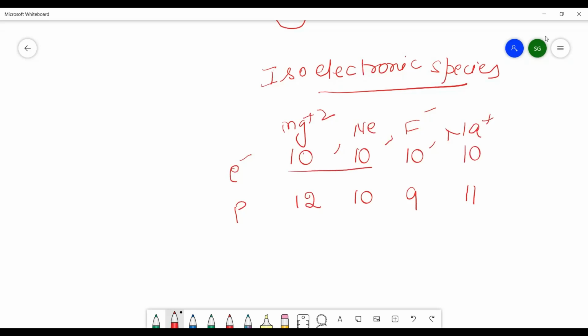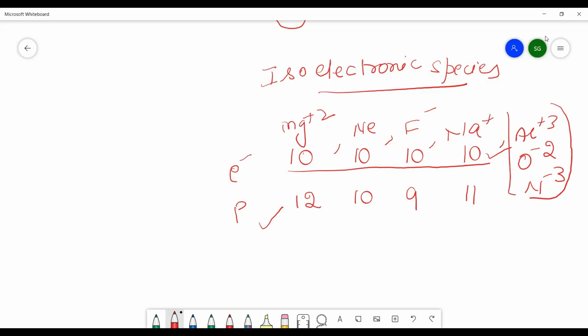So you can easily see that they have the same number of electrons but different numbers of protons. These are called isoelectronic species. One more example you can consider here is aluminium 3+, and you can take oxygen 2-, and nitrogen 3-. You can easily calculate the number of protons and the number of electrons in these species.